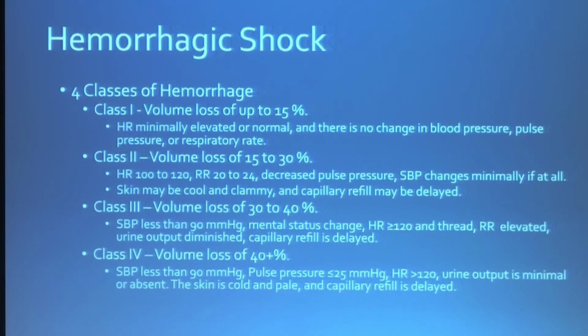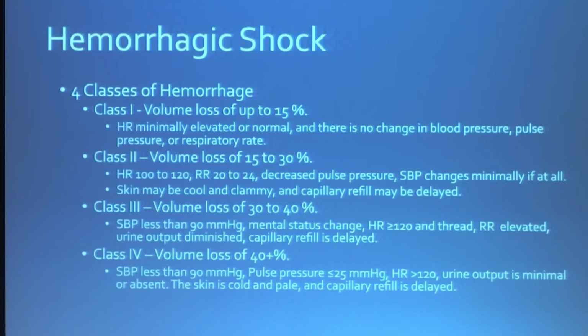Class 2, volume loss of 15 to 30%. Heart rate goes up, respiratory rate goes up, pulse pressure goes down. Systolic blood pressure stays pretty close. These are compensatory mechanisms. Class 3 hemorrhagic shock, volume loss of 30 to 40%. Then systolic blood pressure now drops under 90. Mental status change, heart rate greater than 120 and thready, respiratory rate elevated, urine output is diminished, capillary refill is delayed.